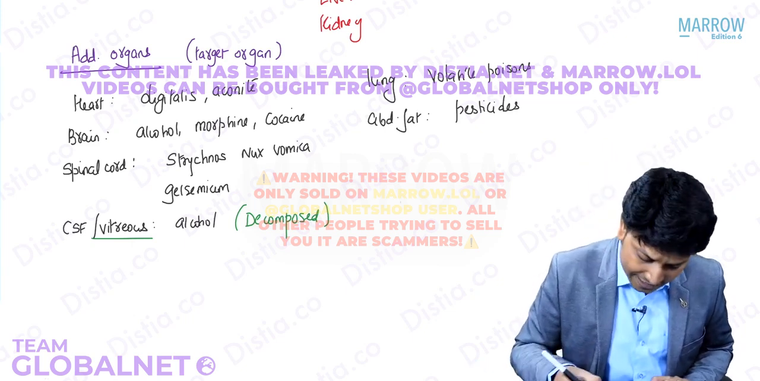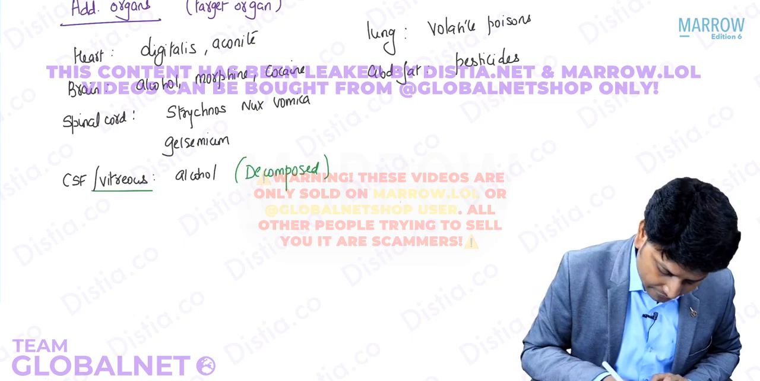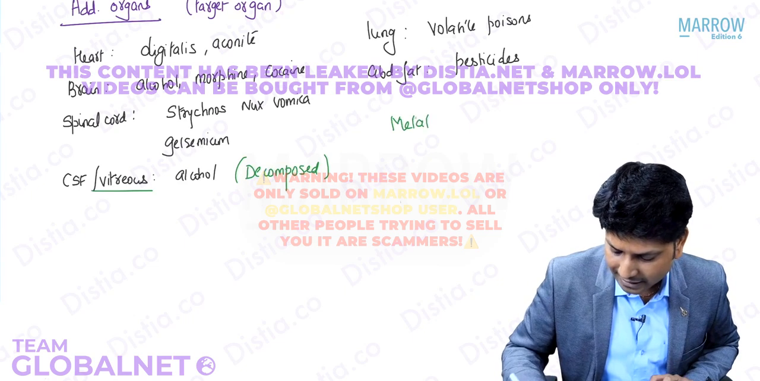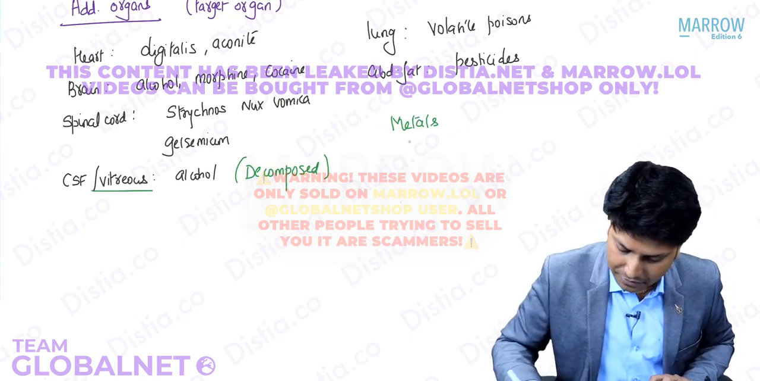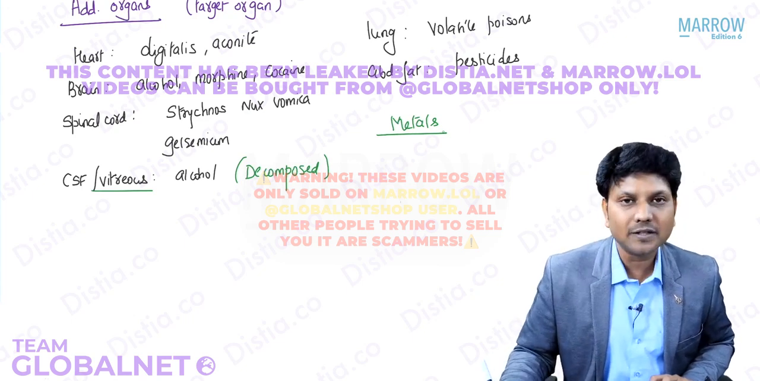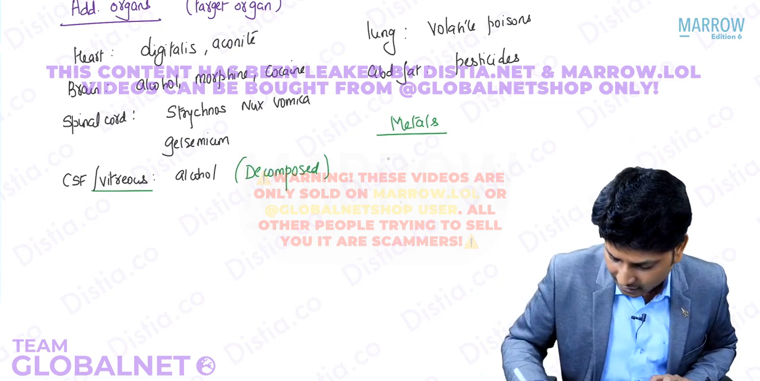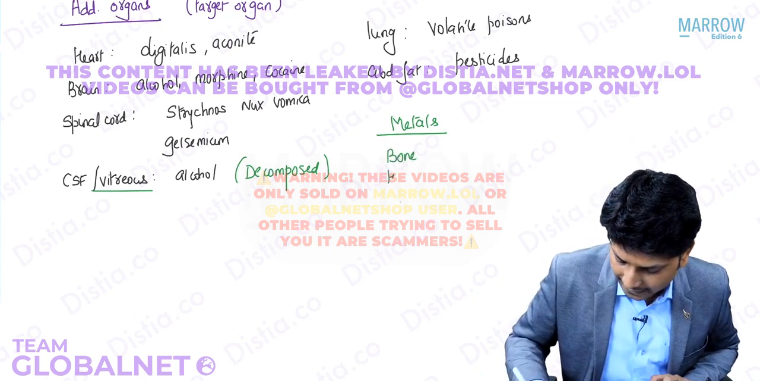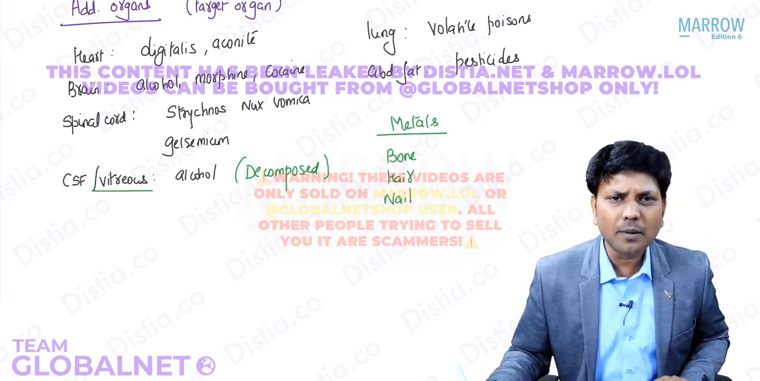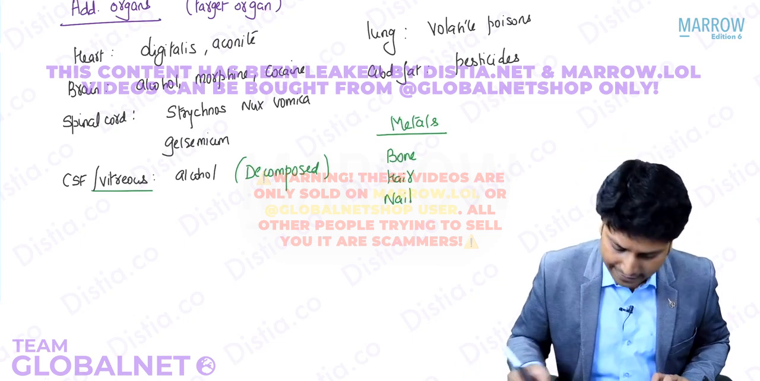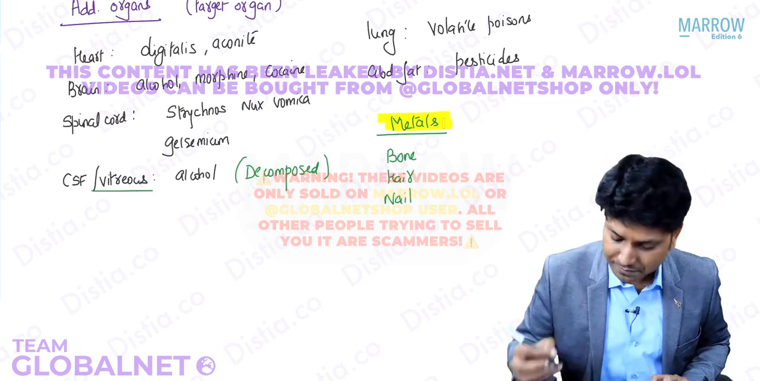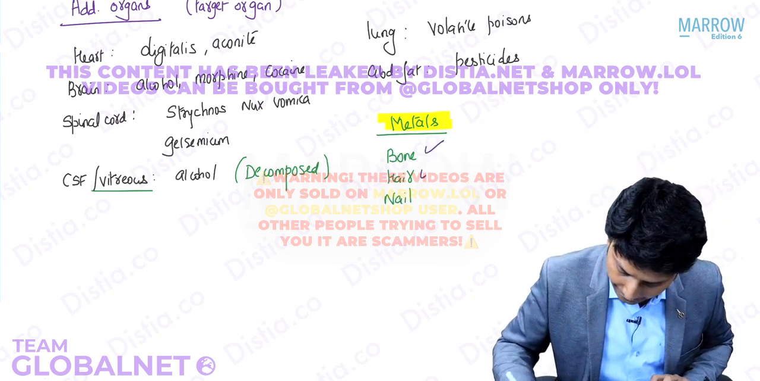Okay, one very important point I would like to tell you. Do remember, friends, very, very important. In case of metallic poison, particularly in case of arsenic, antimony, thallium, these metals will have the property of getting deposited in bone, in hair, nail, sometimes in skin as well. So the common samples that we preserve in case of suspected metallic poison will be bone, hair and nail.